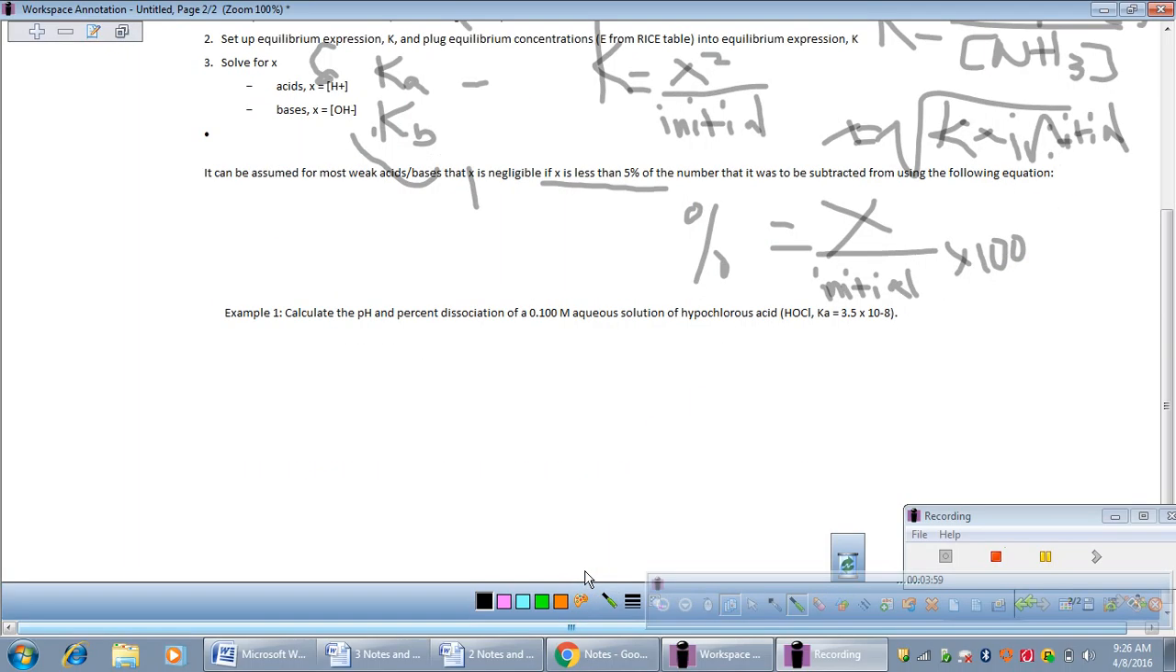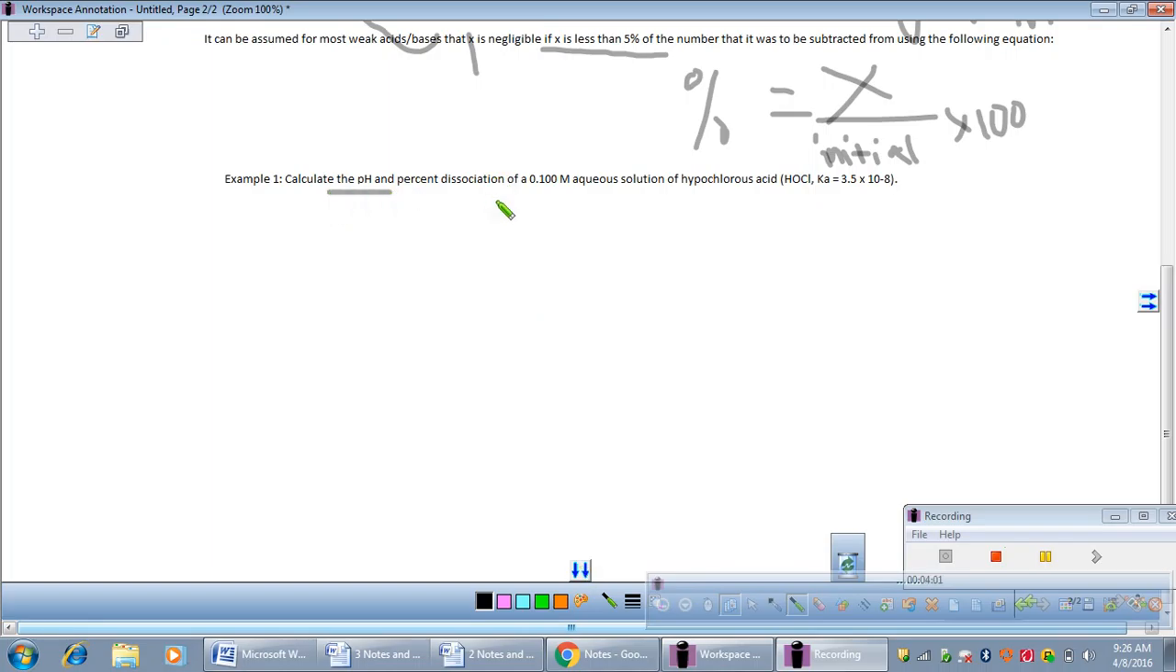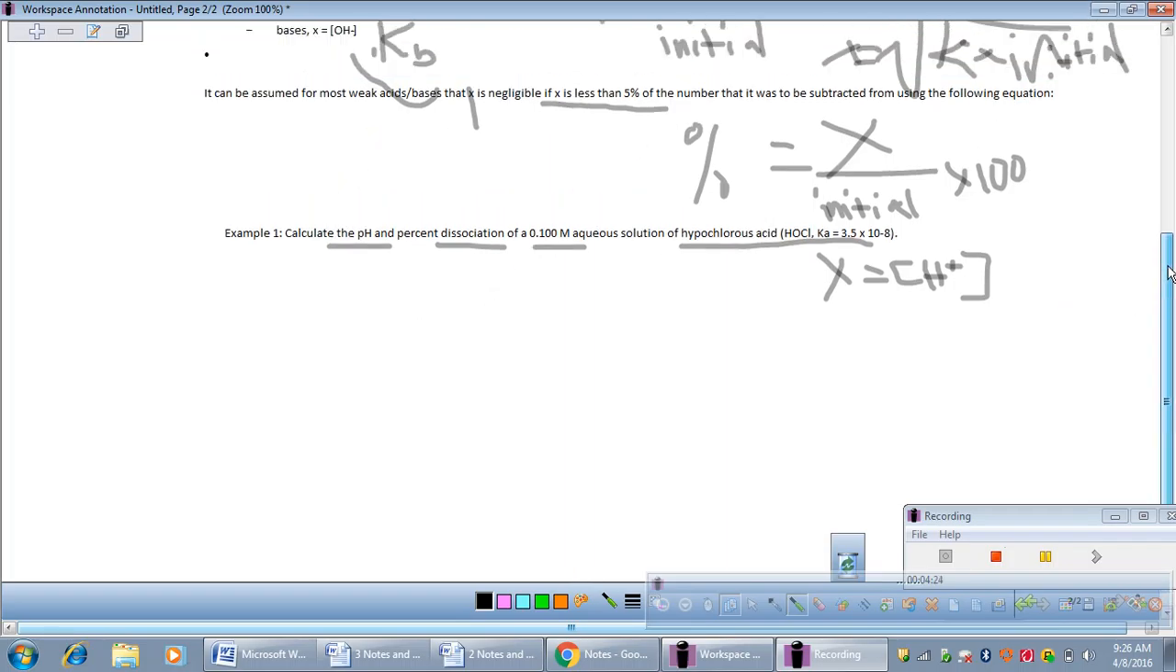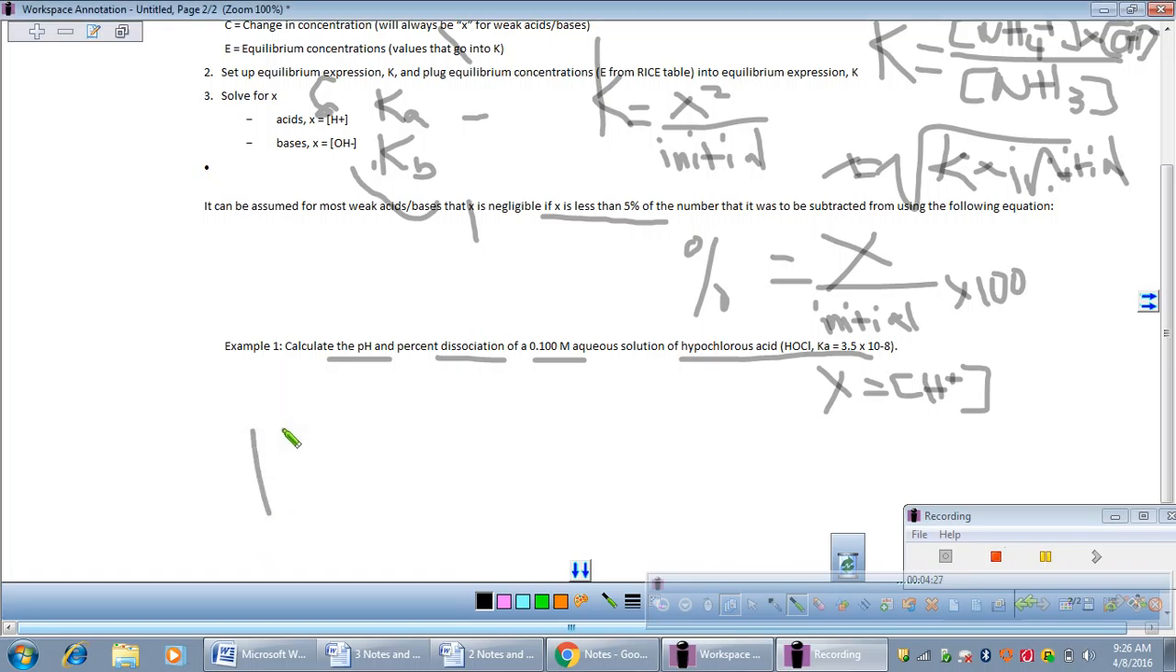All right, so let's do a problem. We want to calculate the pH and percent dissociation if we have a 0.1 molar solution of hypochlorous acid, which is a weak acid. Look, we're given a Ka. So that means that the X that we're solving for in this problem is the concentration of H plus, because we're dealing with Ka. So we're going to first solve for our X. We're going to use this shortcut that K is equal to X squared over our initial. The initial must always be given to you, which it is. Right here, that's your initial.